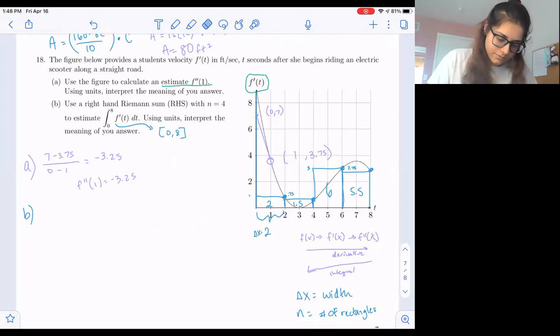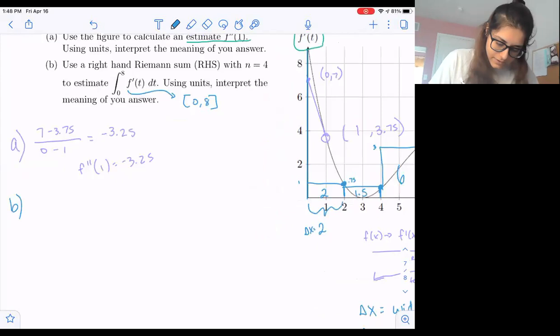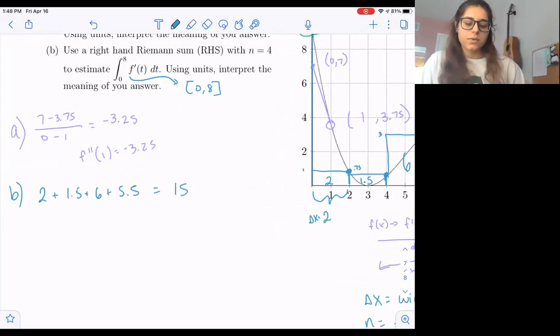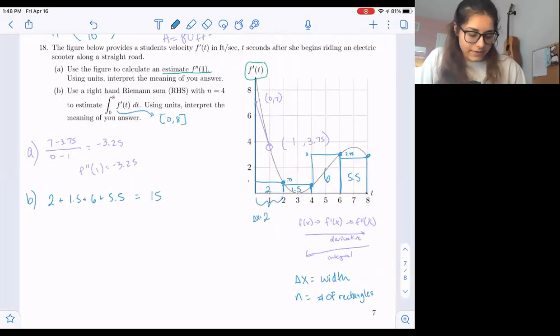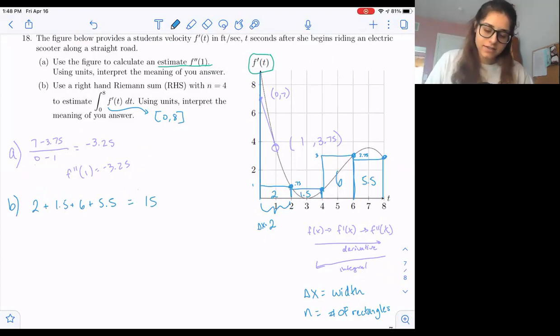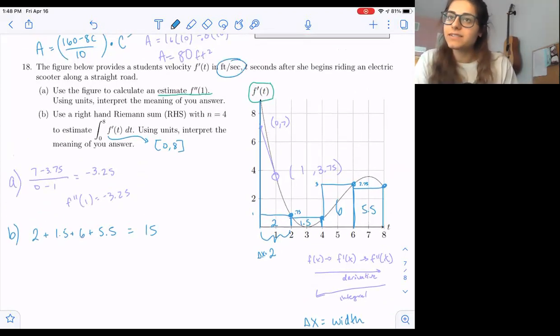I can actually write that out. Okay, so 2 plus 1.5 plus 6 plus 5.5 equals 15. We want to interpret the meaning of the answer using units. So we're looking at the change in the original function from 0 to 8. Original function looks like it will be how many feet she traveled, because they're giving us the velocity as feet per second. So if we want to go back from the velocity to position function, we're going to take away that time component and we're left with feet.